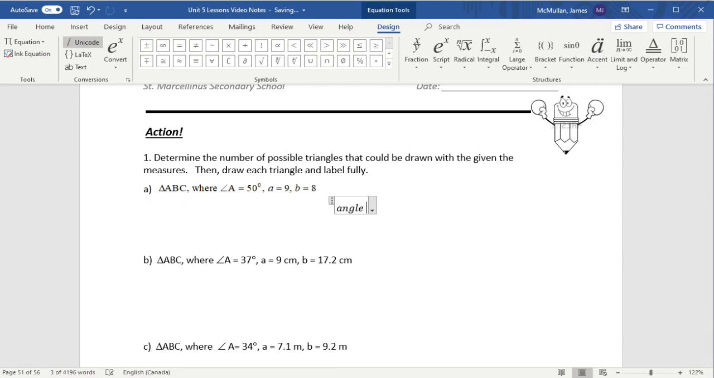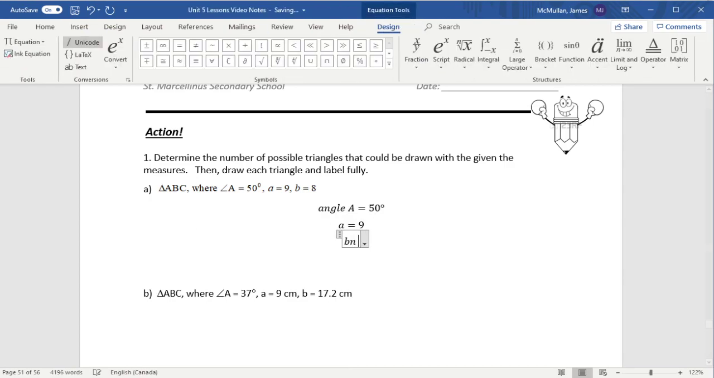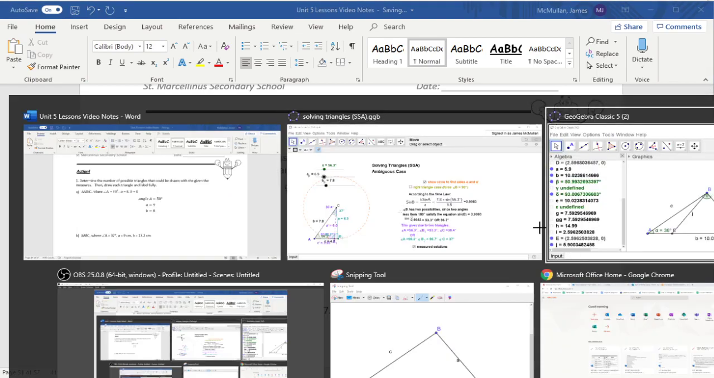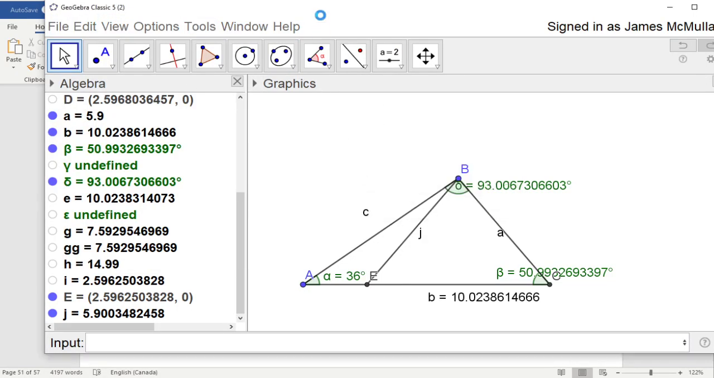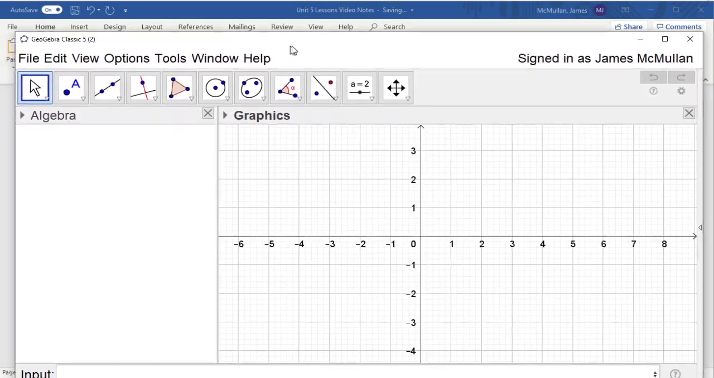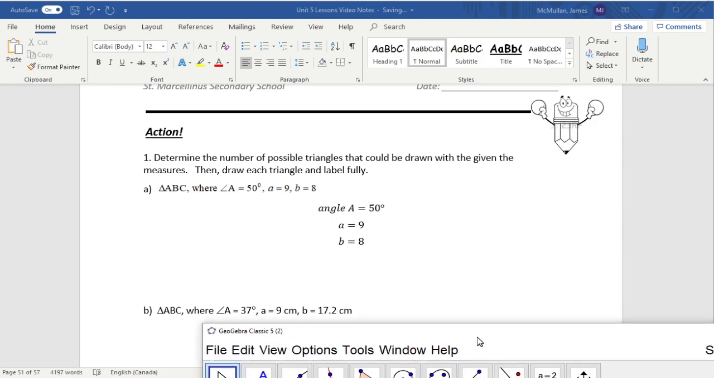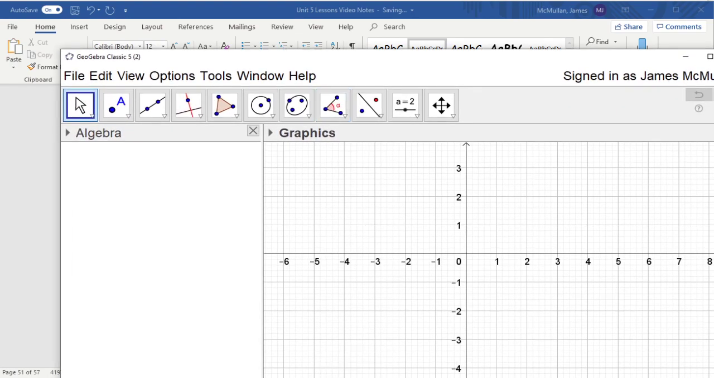What do we know? Angle A is 50 degrees. Side A is 9. Side B is 8. Now, what if you draw this? Let's just quickly draw what we know. Angle A is 50 degrees, side B is 8, and side A is 9. So I'm going to draw A located at 0, 0. B is located at rotate 8, 0.